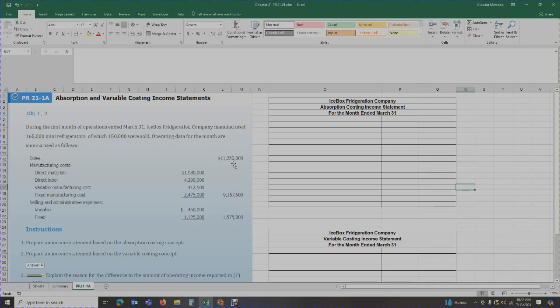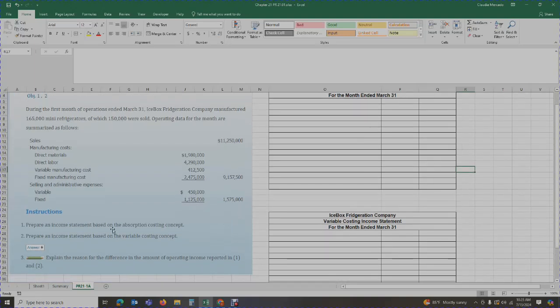So we have sales of 11,250,000, and then we have our manufacturing costs. These are the costs associated with producing those mini refrigerators. We spent 1,980,000 in direct materials, 4,290,000 in direct labor. We had 412,500 in variable manufacturing cost and 2,475,000 in fixed manufacturing cost, for a total manufacturing cost of 9,157,500. On top of that, we had selling and admin expenses. We have 450,000 variable and 1,125,000 fixed, for a total selling and admin expenses of 1,575,000.